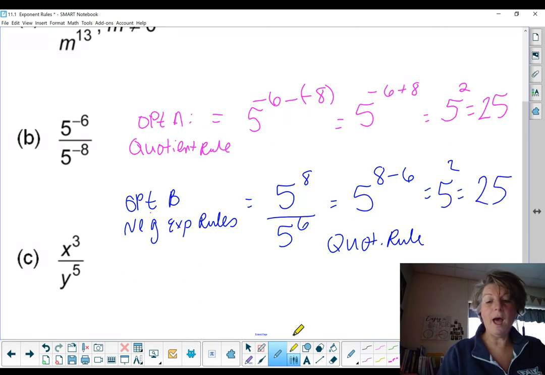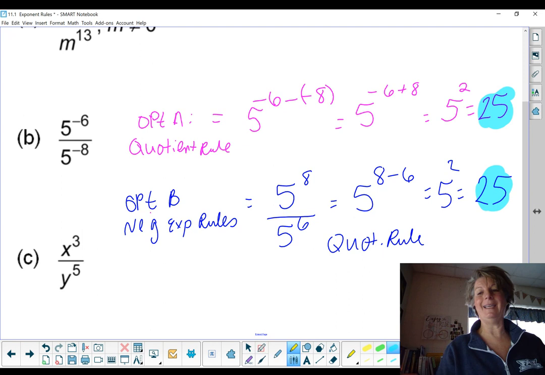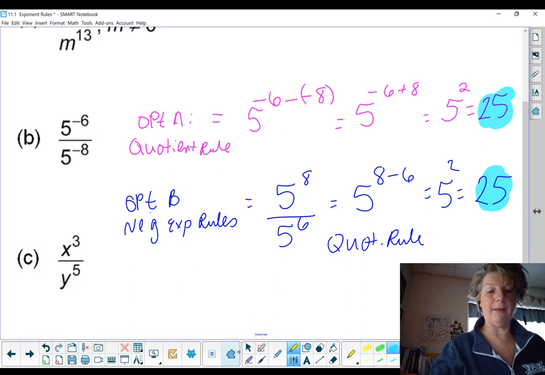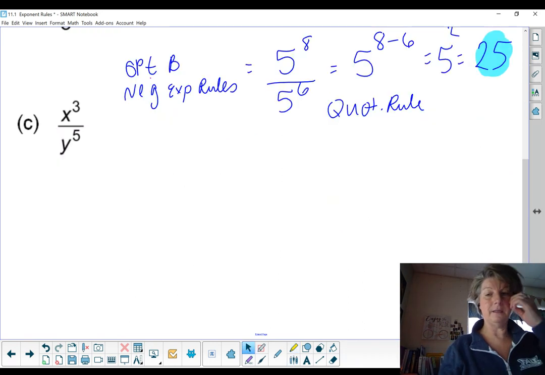What? We got the same answer? How can that be? Well, thank goodness that's the case, right? Because we should have gotten the same answer. It's the same problem. We just took two different approaches to it. And that's one of the things I truly love about math, the fact that we always get the same answer if we apply rules appropriately.